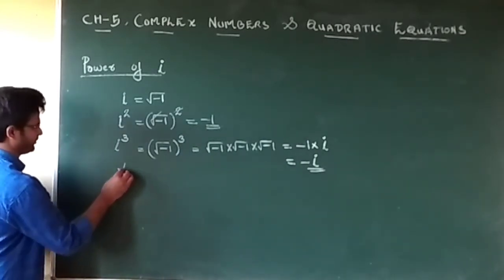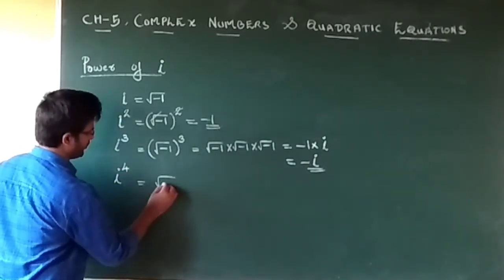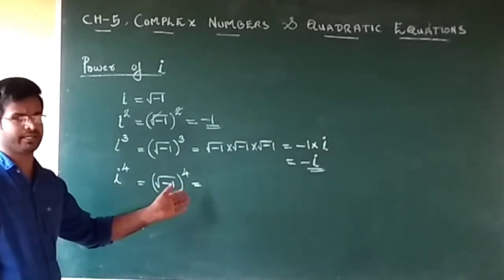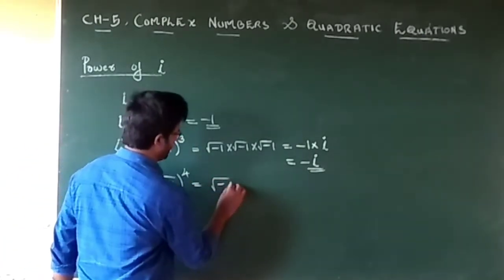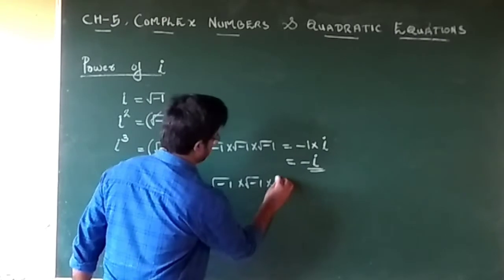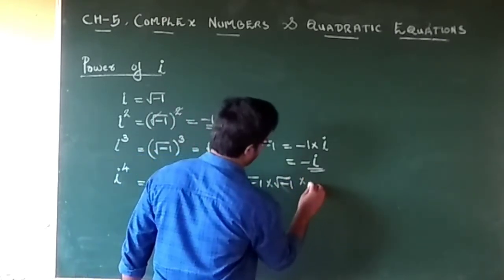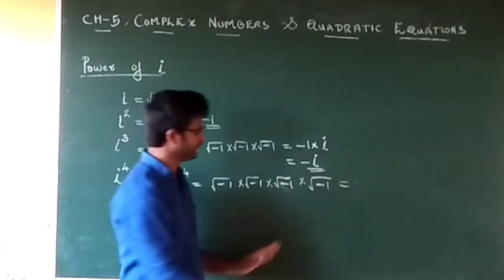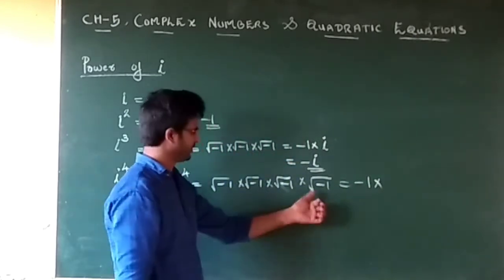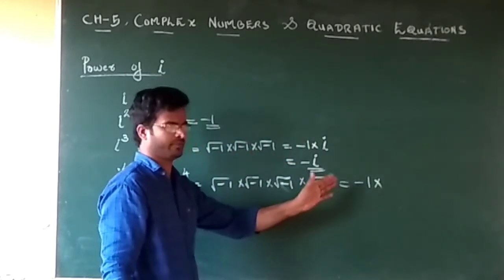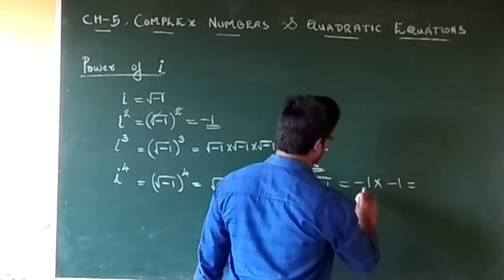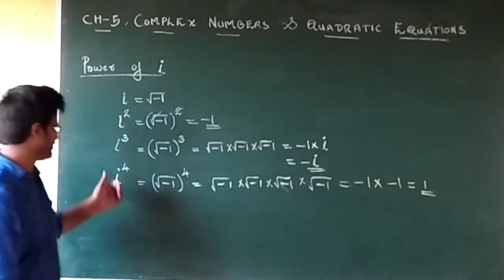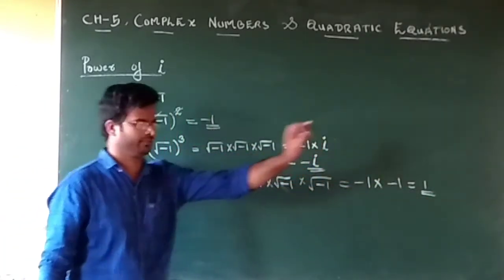Then i raised to 4, square root of minus 1 all raised to 4. The square root of minus 1 we will write 4 times. Square root of minus 1 into square root of minus 1 into square root of minus 1 into square root of minus 1 equal to square root of minus 1 into minus 1, you will get minus 1. Again last 2 times, square root of minus 1 into square root of minus 1, again you will get minus 1, equal to minus 1 into minus 1, minus minus plus, 1 into 1, 1. That means i raised to 4, answer will be 1.